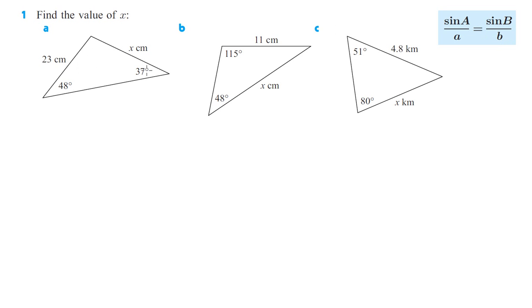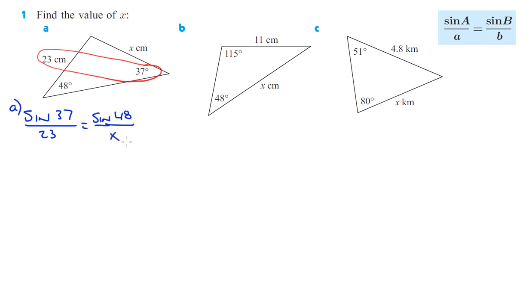So if you look here is our angle and side across from it. Okay, so that means since we have this angle, we can figure out what that side is. So we're in really good shape here. So let's try this one out. So we'll do sine of 37 over the side, which is 23, should equal the sine of 48 over the x, which is what we're looking for.